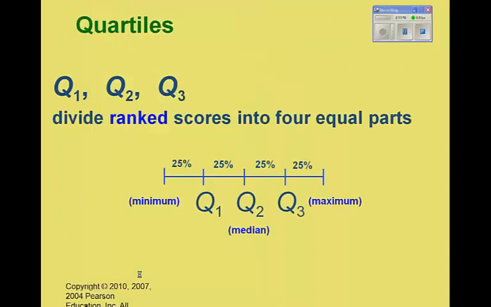All right. The book's also going to talk about quartiles. Well, Q1, Q2, and Q3 can split your data up into what are called quarters, right? And these numbers here are called the quartiles.